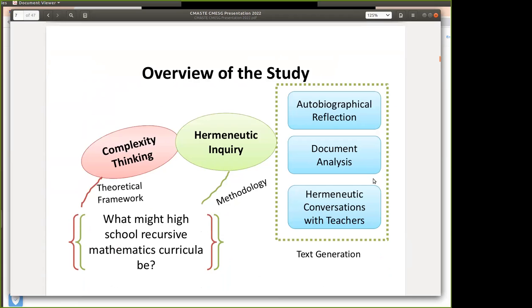Okay, my study asks the question, what might a high school recursive mathematics curriculum be? It's a hermeneutic inquiry, and the theoretical framework is complex thinking. I use three methods to generate text: autobiographical reflection, document analysis, and hermeneutic conversations with teachers.